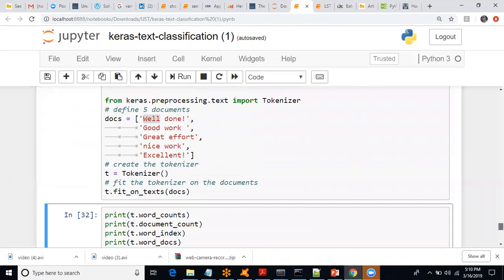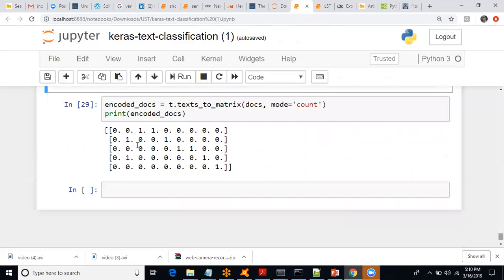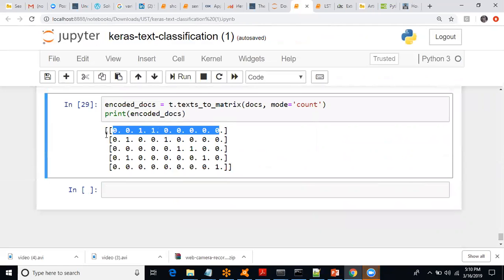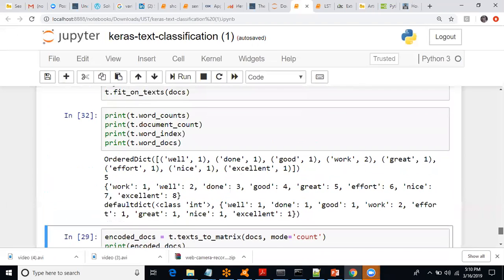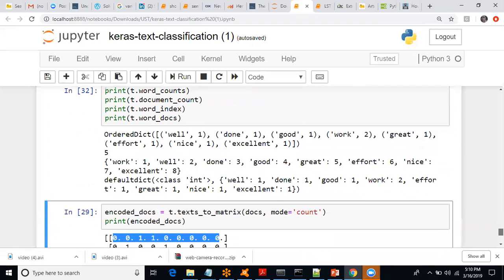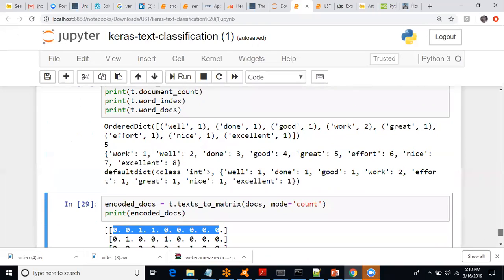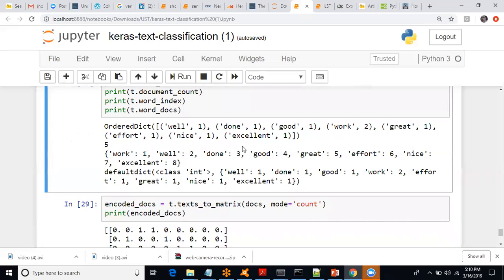So it creates a column for each word, and it creates rows as per the data you send. Here you see how it is formed. Work is 1, right? Let's say work, well done, good, great, efforts, nice, excellent, etc.